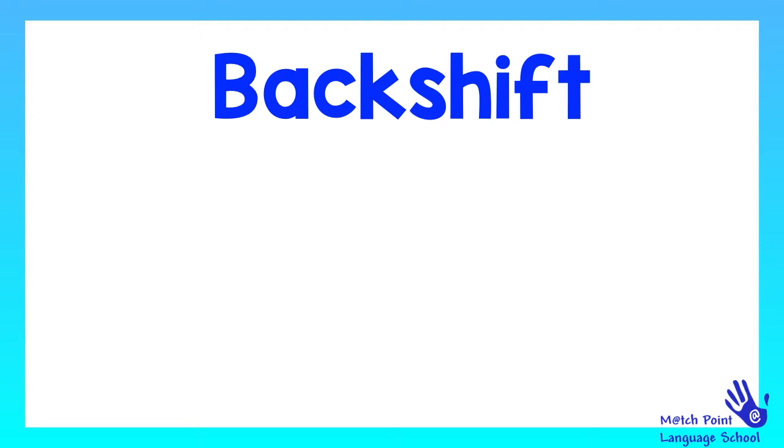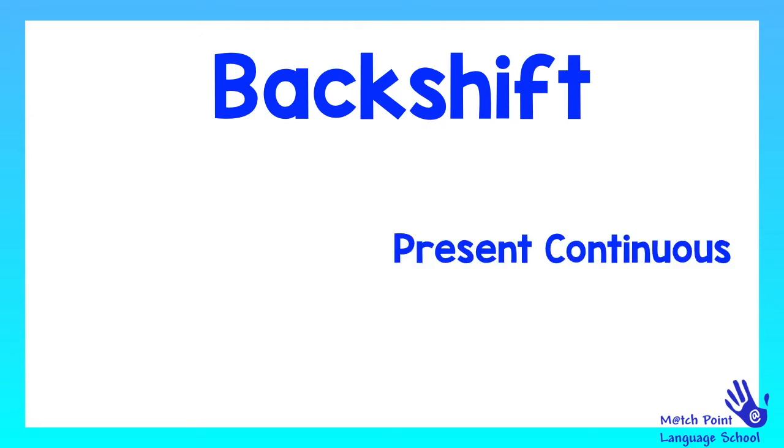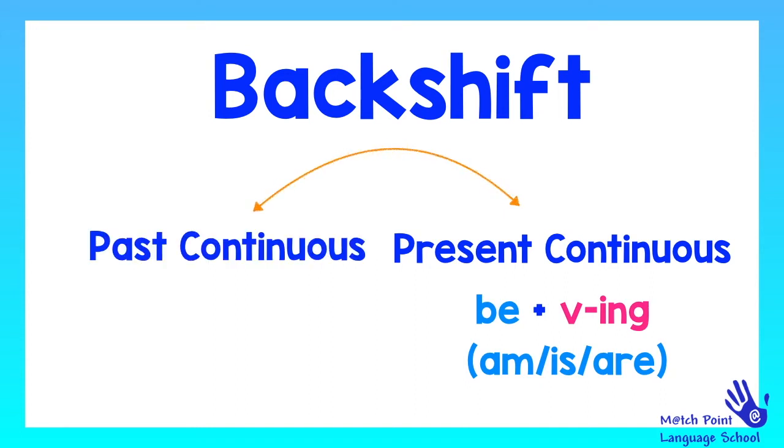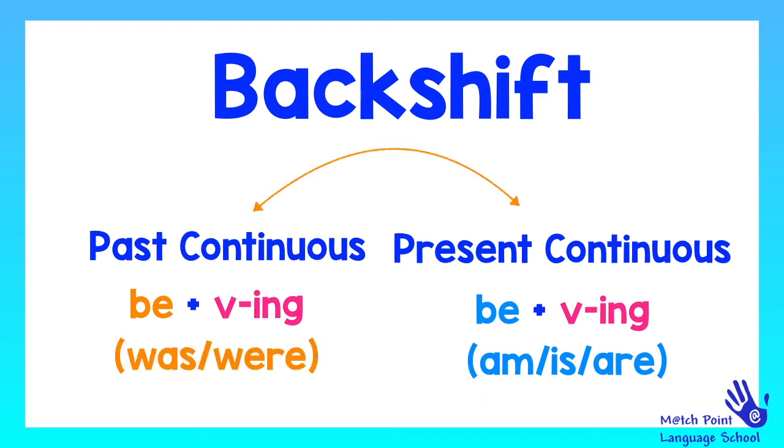Let's keep seeing how backshift works. In present continuous, remember that we have the verb be plus another verb, an ing. Okay? It can be am, is, or are. So, if we have to do the backshift, we will do it into the past continuous. Okay? We will still have the verb be plus another verb in ing, but the verb be will be in past. It means it will be in was or were. Alright?